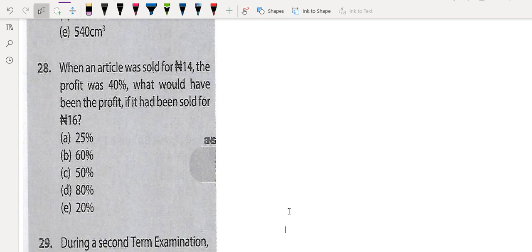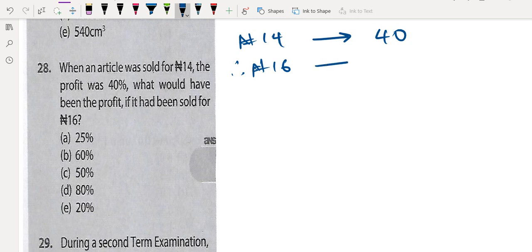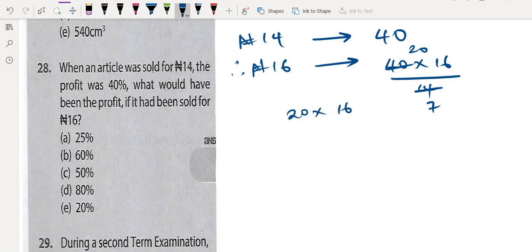What are you solving there? Look up. When the article was sold for 14 naira, the profit was what? 40%. What would have been the profit if it had been sold for 16 naira? So that's 40 times 16 over 14, which is 20 times 16 over 7. Now let me show you the power of approximation.